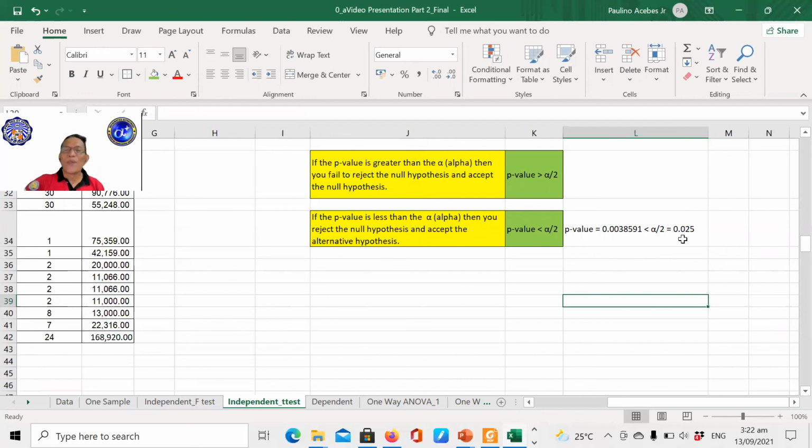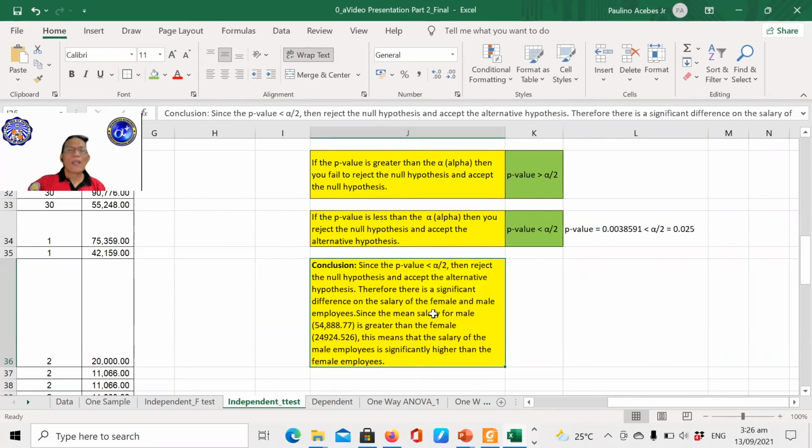So what would be our conclusion now? Since this is the result. Our conclusion, since the p-value is less than alpha over 2, then reject the null hypothesis and accept the alternative hypothesis. Therefore, there is a significant difference on the salary of the female and male employees. Since the mean salary for male is greater than the female, this means that the salary of the male employees is significantly higher than the female employees. So this is how we interpret the independent two samples t-test.